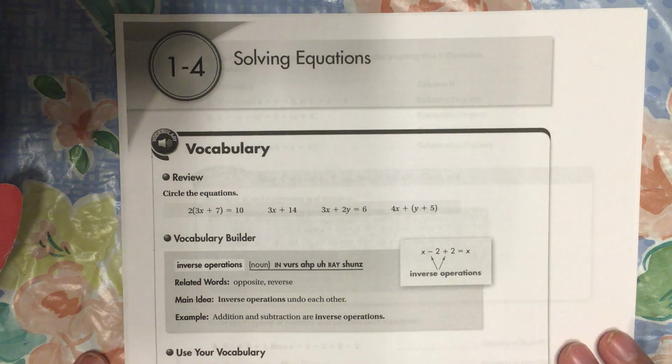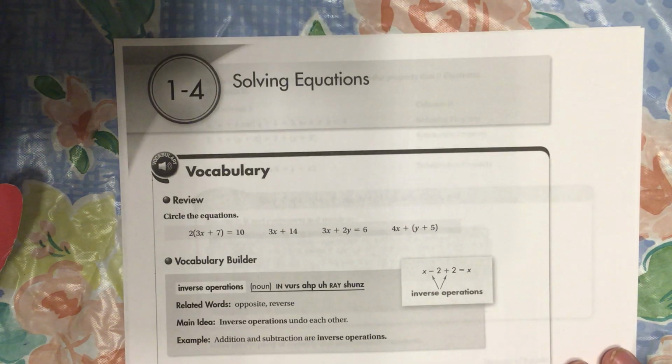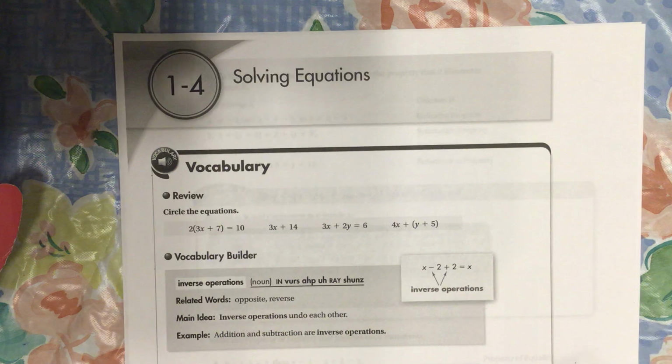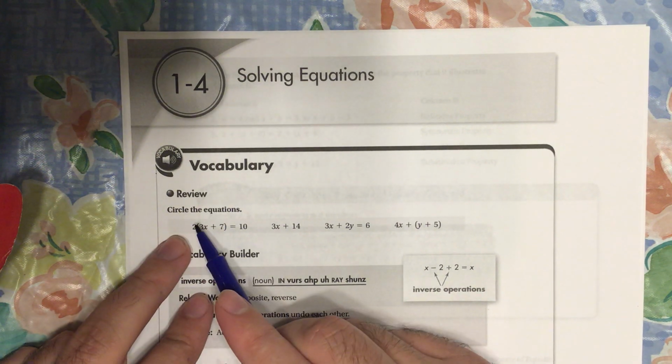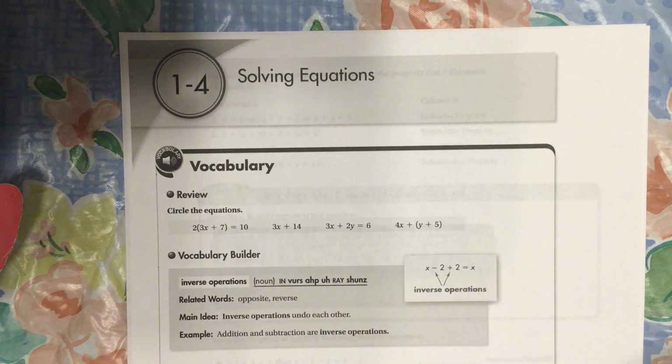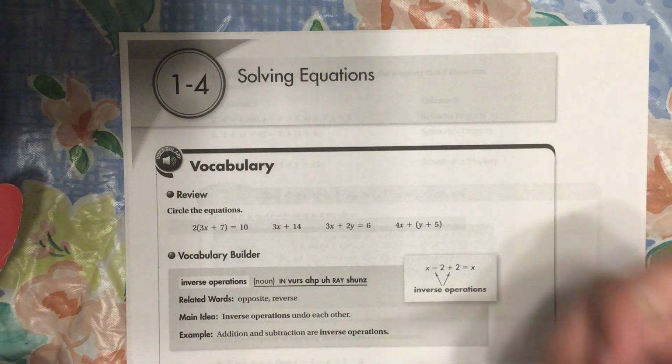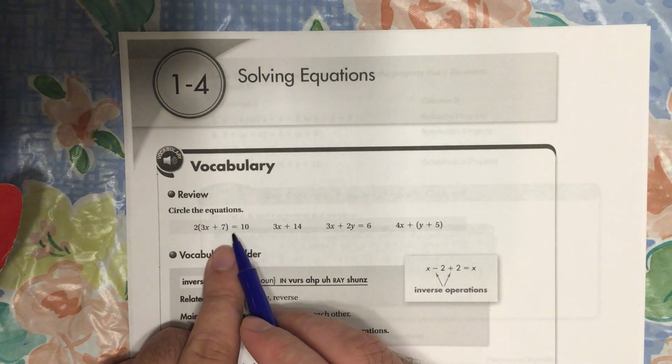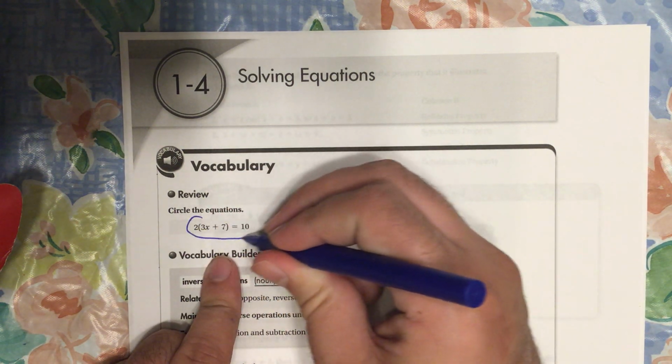Hey everyone. Today we're looking at section 1.4, solving equations. So this one says circle the equations. It's a review here. If you remember, an equation has to have that equal sign. So I see an equal sign. Voila! It is an equation.